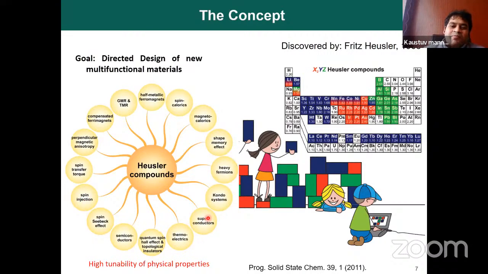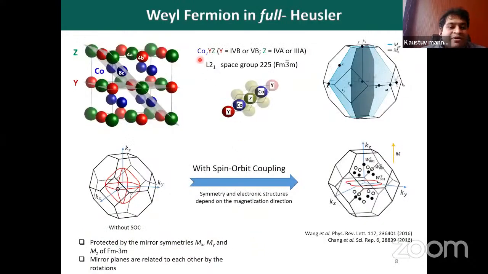So Heusler compounds are a really special class of compounds, and we are focusing on a particular type of full Heusler compounds. These are the cobalt 2 full Heusler compounds, like Co2YZ, where Y and Z are the different elements that can go into the Y site or Z site. And these Co2-based full Heusler compounds crystallize in the Fm-3m space group. So these are cubic crystal structures, and we can have a lot of mirror symmetries.